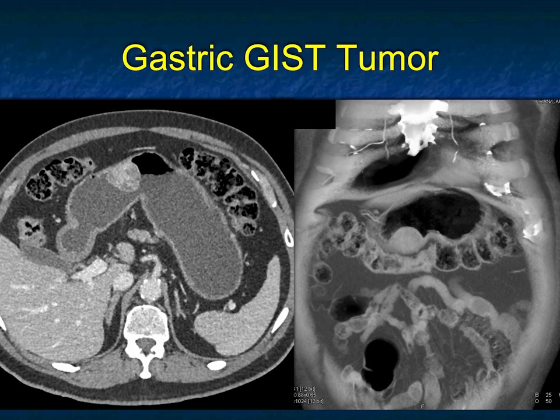Adenocarcinoma I didn't like. So this was a GIST tumor, a really, really nice example of an intraluminal GIST tumor. Again, this case also shows you the importance of good gastric distension and the importance of IV contrast material.